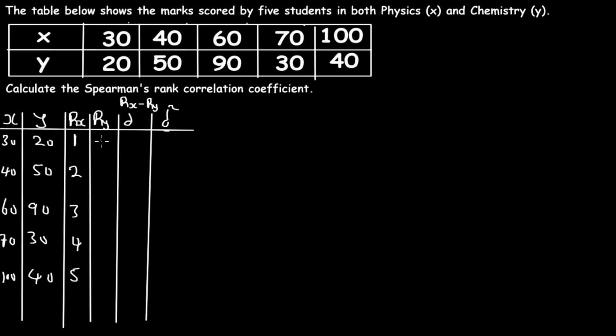Perfect. So 20 would have 1, and we have 30 here, that's what we have 2. After 30 we have 40, that's what we have 3. After 40 we have 50, that's what we have 4. After 50 we have 90, that's what we have 5. You understand? So you are ranking from least data all the way to the greatest data.